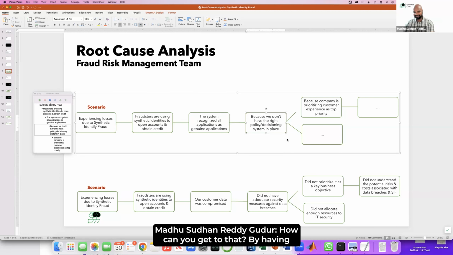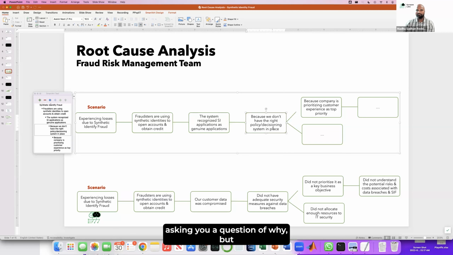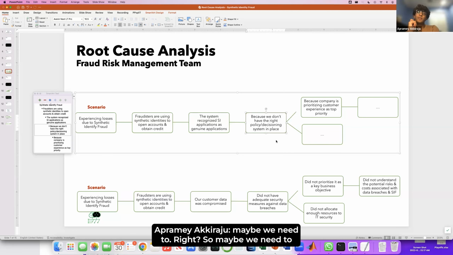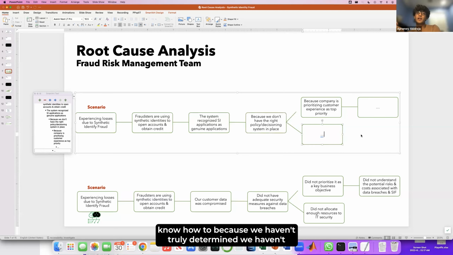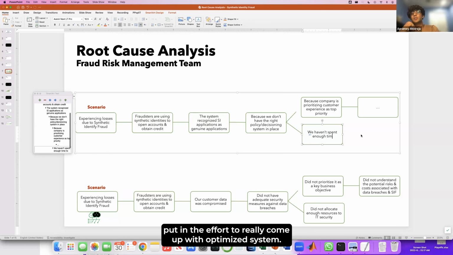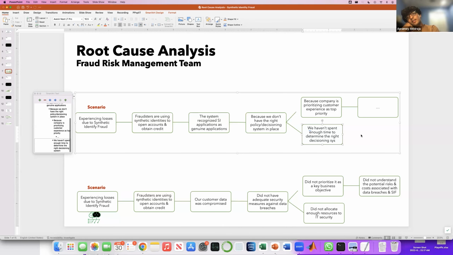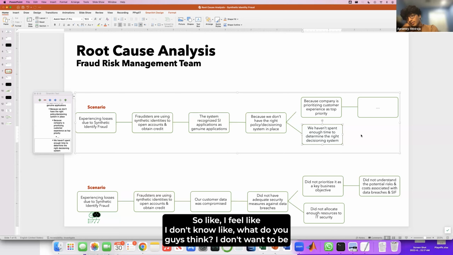It's not that we are asking the question of how, we are still asking the question of why. So maybe we need to say we haven't determined the proper policies as a company for giving credit. So that could be a potential reason. Why do we not have it? Because we haven't spent enough time determining what the right policy or decision making system is. On our part, we haven't put in the effort to really come up with an optimized system for that. I don't know, what do you guys think?